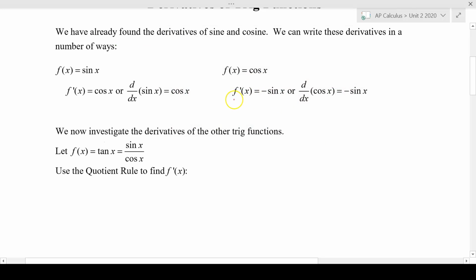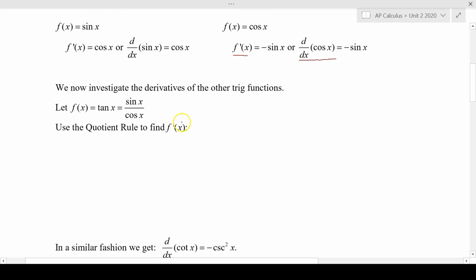Here we go. The f prime x equals negative sine x, or we can write d/dx, meaning we're taking the derivative with respect to x of cosine x, as negative sine x. So we now investigate the derivatives of other trig functions.